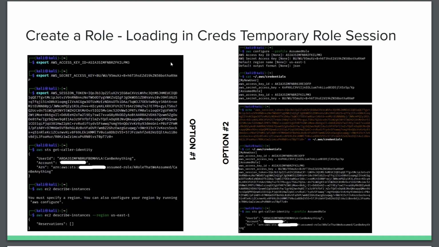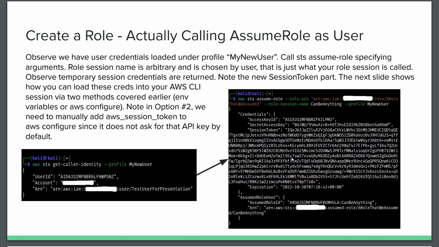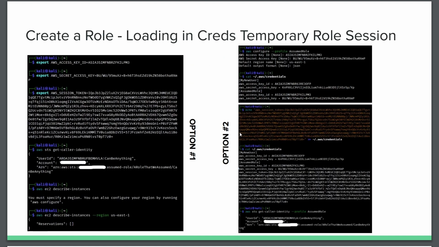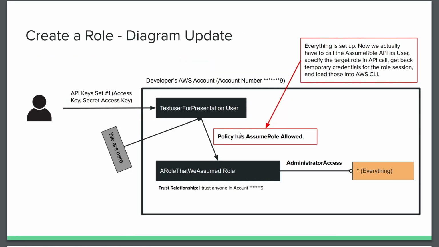And once we actually plug in the creds that were returned into our CLI, then we're that role. So again, we're this user, we make the AssumeRole API call, we get some creds back, we plug those creds into our CLI. Once we plug in those creds, now we're this role down here, and this role has administrator access, which means we can access everything.